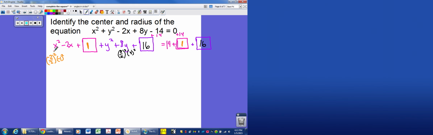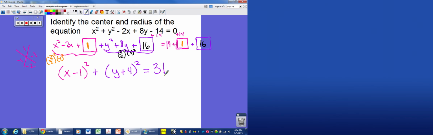Okay, so now let's factor these three things. What numbers multiply to give you 1 and add to give -2? Well, that's -1 and -1. So this one factors to x minus 1 squared. The purple things factor to what numbers multiply to give you 16 and add to give 8? That would be 4. So y plus 4 quantity squared. And on the right side, 14 plus 16 is 30, plus 1 is 31.